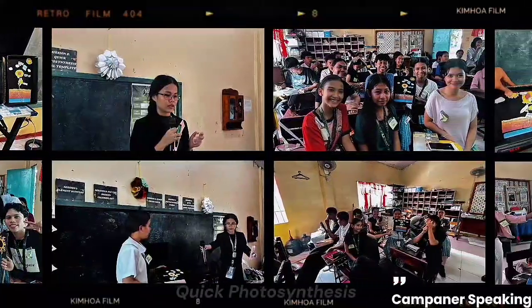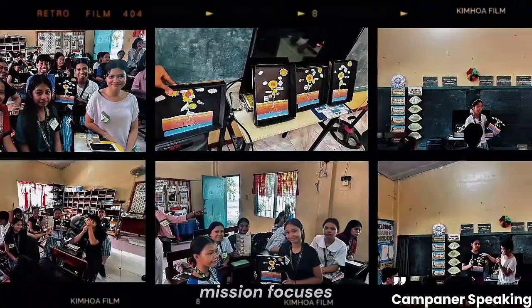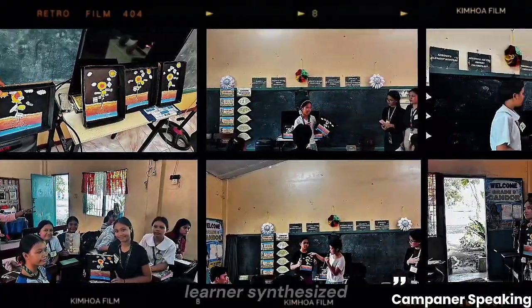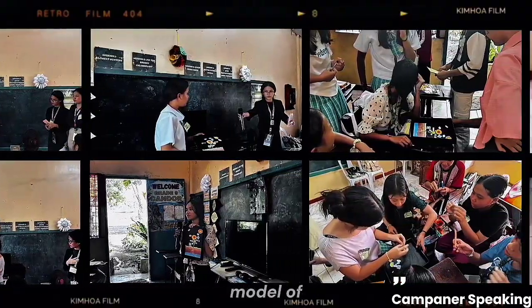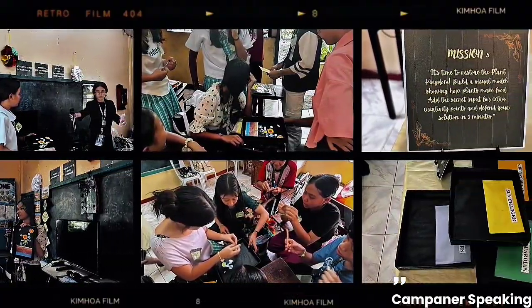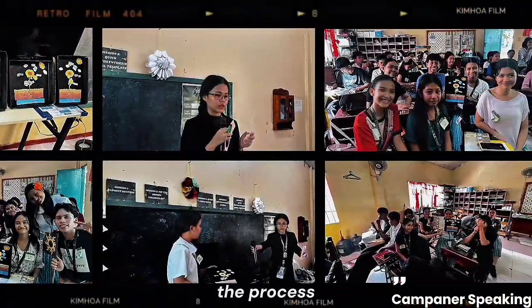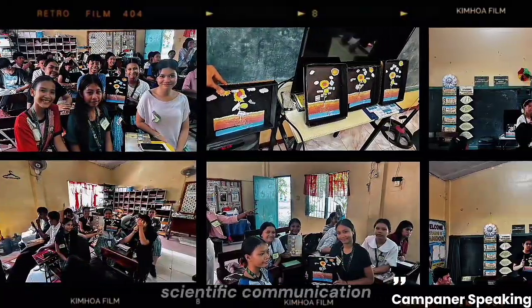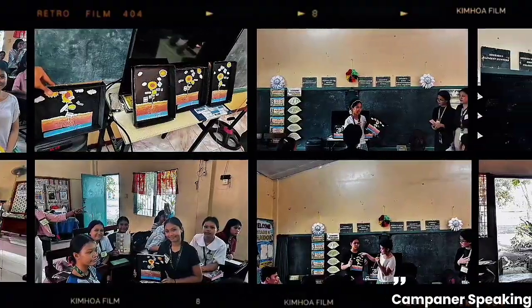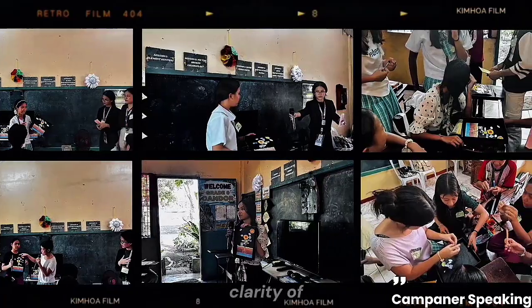Mission 5: Quick Photosynthesis Model Template. The final mission focuses on creation. Learners synthesize prior knowledge by constructing a visual model of photosynthesis. By arranging images, labeling components, and explaining the process orally, students demonstrate mastery, creativity, and scientific communication skills. Final badge awards recognize creativity, accuracy, and clarity of explanation.